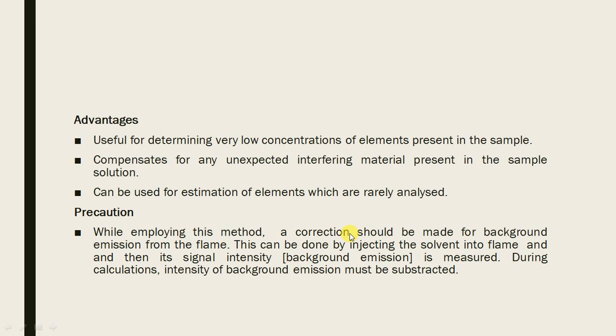Advantages: it is useful for determining very low concentrations of the element. Then it compensates for any unexpected interfering material present in the sample solution. It can be used for estimation of elements which are rarely analyzed. Now, while employing this method, a correction should be made for background emission from the flame. This can be done by injecting the solvent into the flame and measuring its signal intensity. So this will help to correct the background emission.